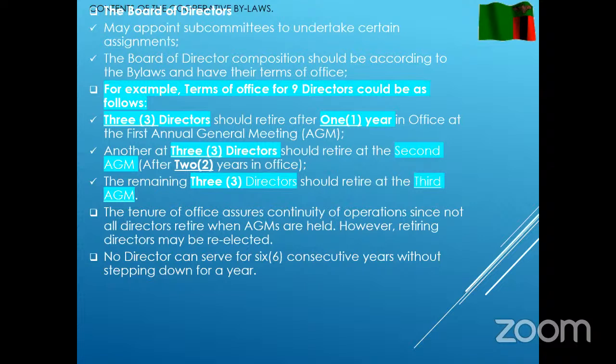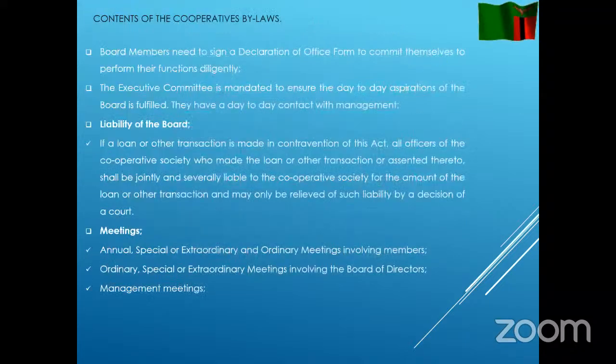Can you imagine if all the 9 directors left and they had projects that they had designed to actually implement? It means when the new set of 9 directors come, sometimes they'll say, that was not good. I think let's start afresh. It does not help the cooperative to move forward. And I think I talked about the issue of 6 consecutive years. No director should serve continuously for 6 years. They need to rest for 1 year and be considered for election next meeting.